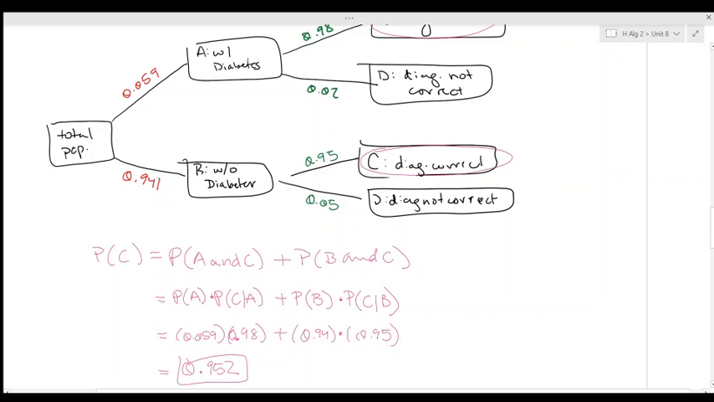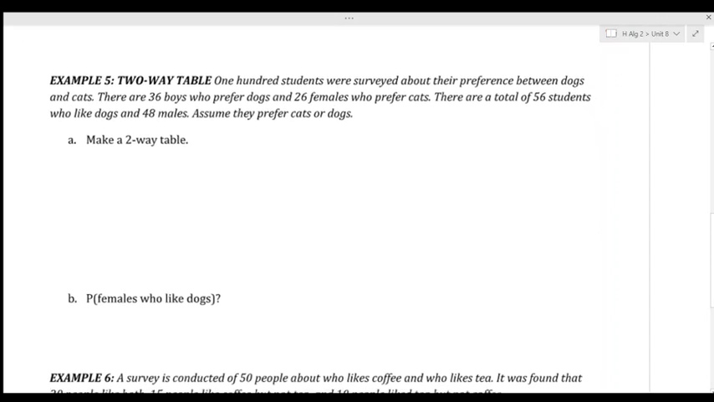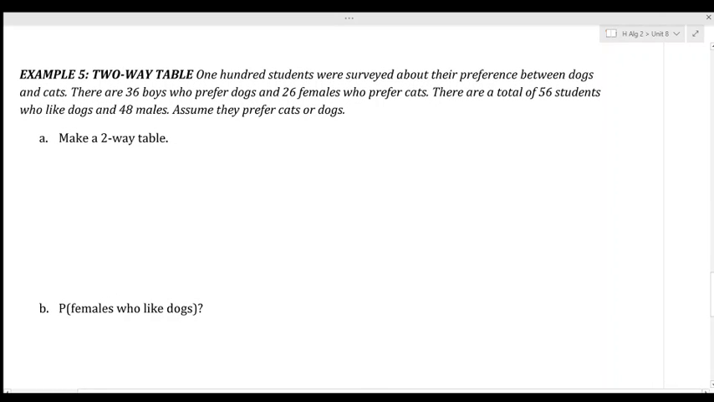All right, here we go. Now we're going to switch up into something called a two-way table. So, I like two-way tables. They're beautiful. 100 students were surveyed about their preference between dogs and cats. 36 boys prefer dogs and 26 females prefer cats. There are a total of 56 students who like dogs and 48 males. Assume they prefer either cats or dogs. They don't like both. This is a very strict like and dislike. So we're going to make a two-way table.